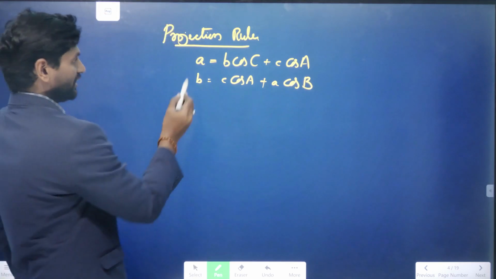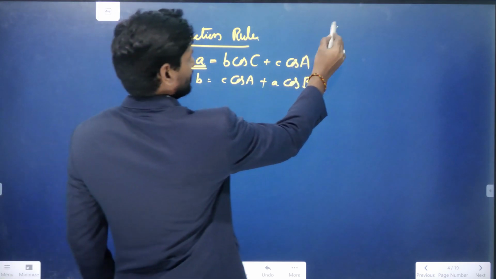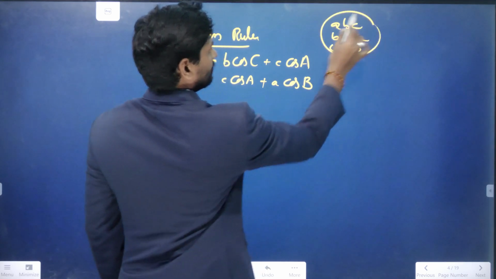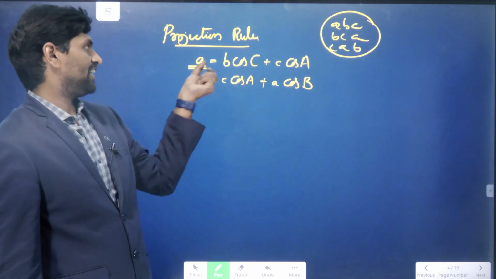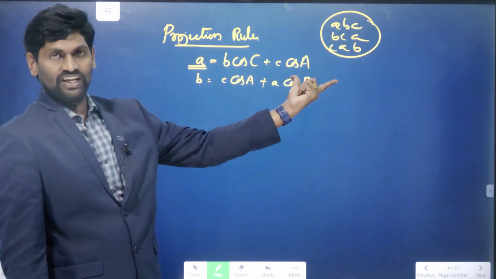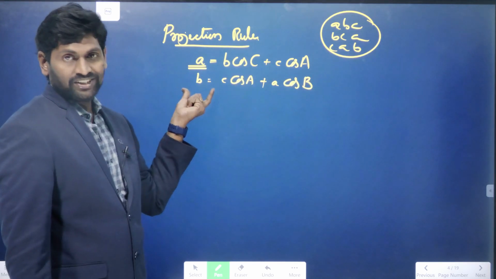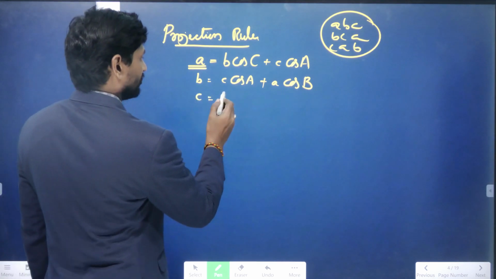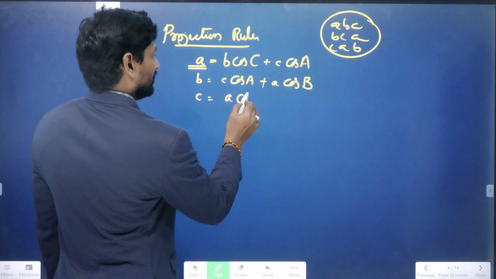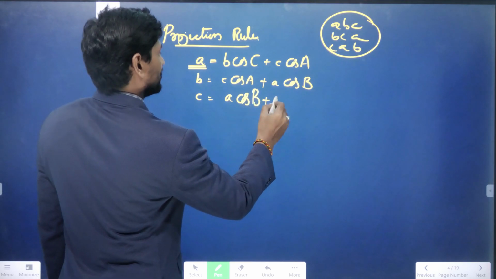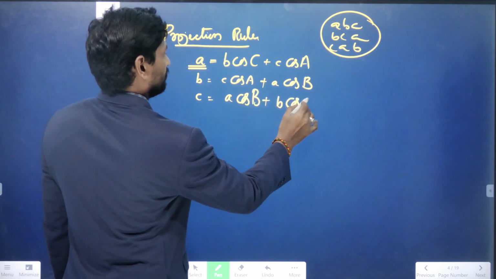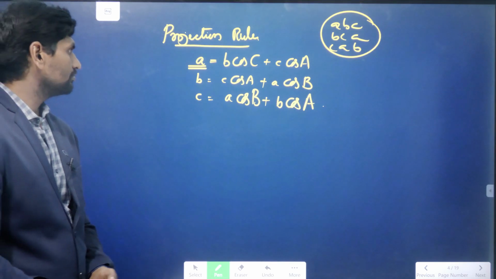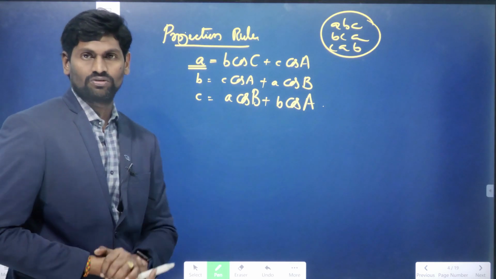If you take a, b, c, it starts repeating: a, b, c, then b, c, a, and c, a, b. Like this concept. If you start from a, a equals b cos C plus c cos B. Starting from b, b equals c cos A plus a cos C, and c equals a cos B plus b cos A. So this is the projection rule.